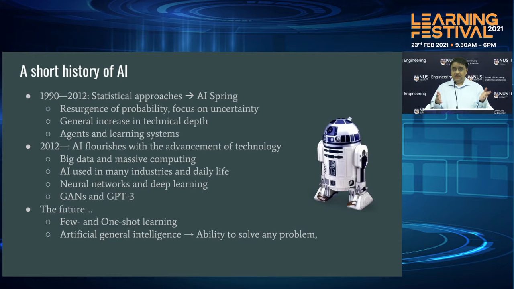What's the future? To me, the future is clear. We're all working towards something called artificial general intelligence, which is the ability to solve any problem. Not just solve a specific problem that I'm training the machine to do, but to solve problems that the machine has not seen, which is what you can do, right? So that's why we call it artificial general intelligence.